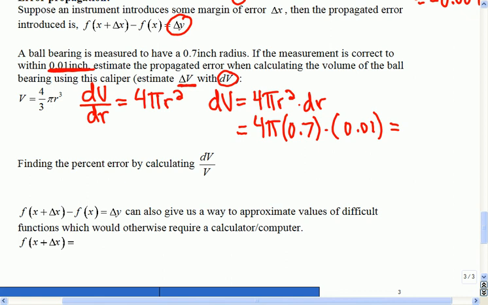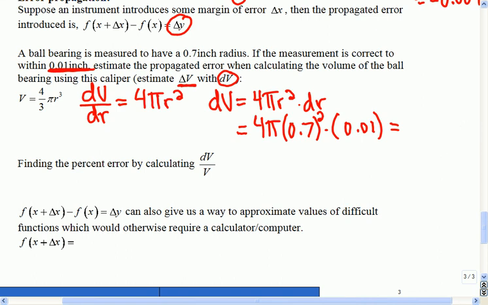So 4 pi, sorry. Well, at least it was a cool ringtone. So it looks like I have 0.08796 cubic inches. Oh, sorry, yeah, I forgot a squared in there. Thank you.